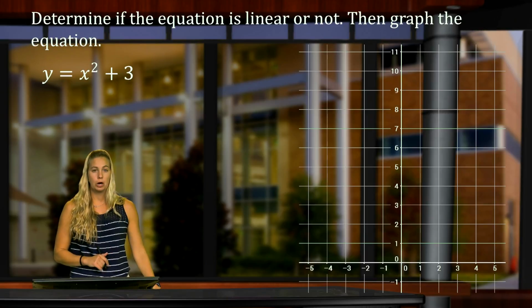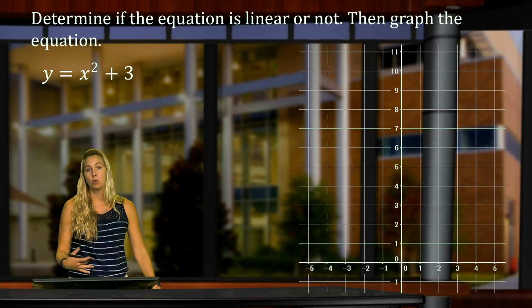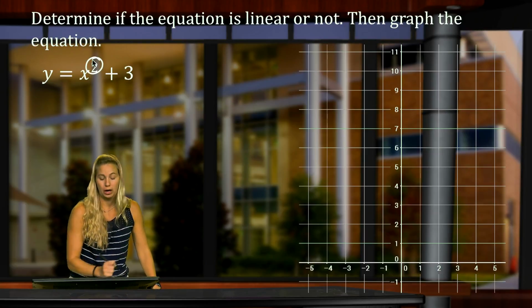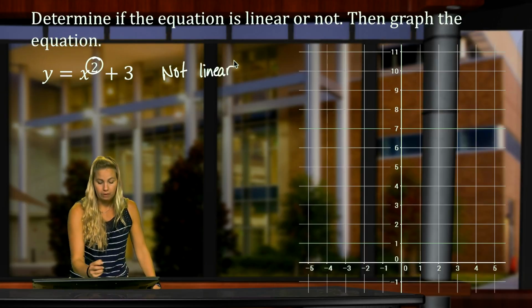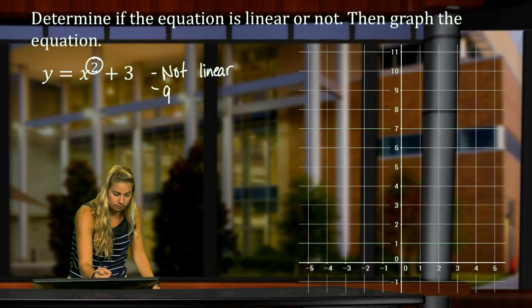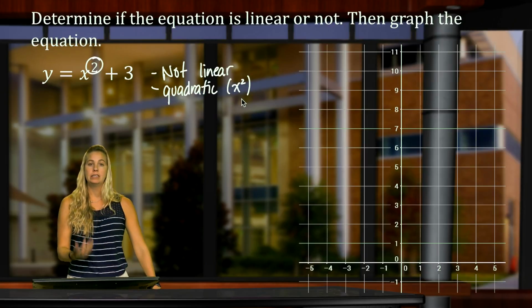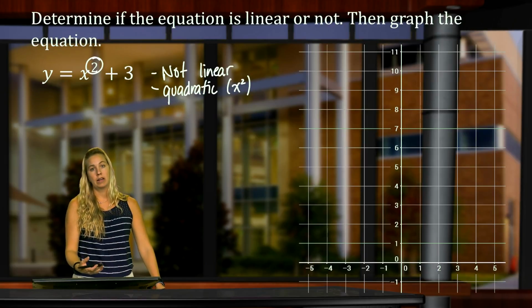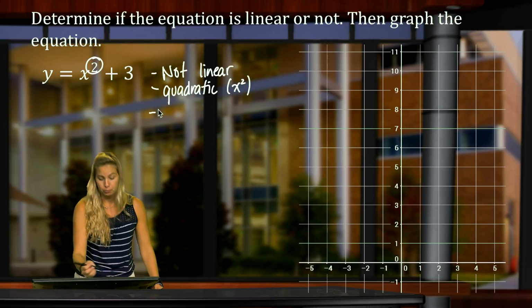y equals x squared plus 3. Is this equation linear? Does it fit that model y equals mx plus b? The answer is no, because of that x squared. So this is not linear. In fact, this particular type of an equation is called a quadratic equation because of that x squared term. Now, when we see these equations, we should start recognizing the shape of the graph. And the shape of the graph is going to be a parabola, a U.